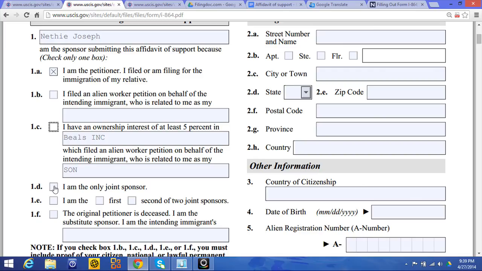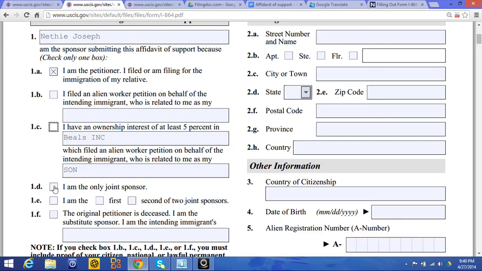The joint sponsor is not the petitioner. We said it can be a friend or a family member who agrees to file the affidavit of support because the income of the petitioner didn't meet the required level of the poverty guideline. We will show you how to find out if your income meets the level of the poverty guideline. If your income meets it, you don't need a joint sponsor. You will do it by yourself.